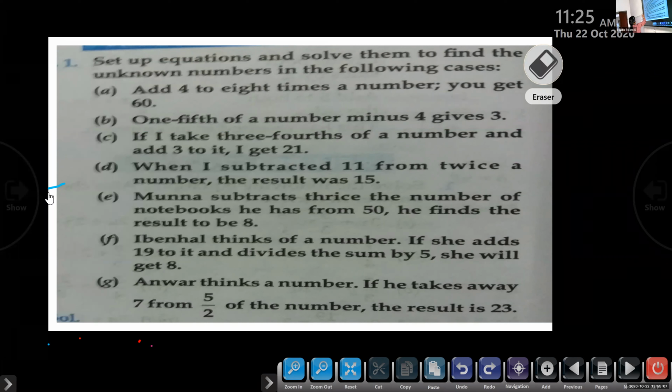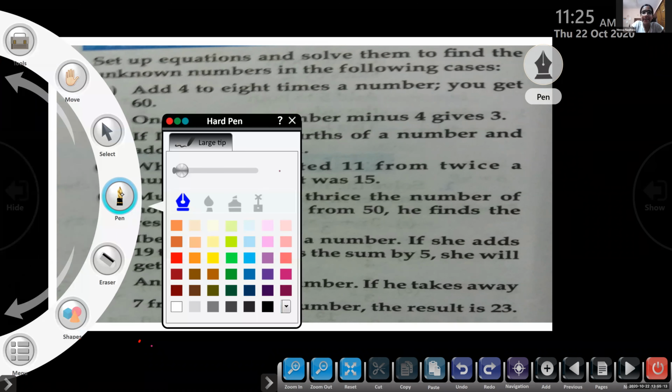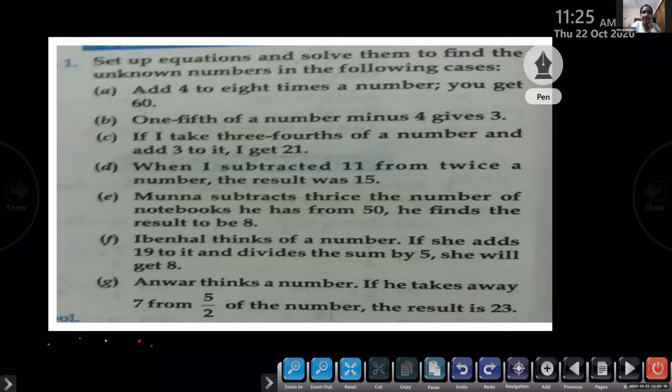Read the next question. Question number C. If I take 3/4 of a number and add 3 to it, I get 21. Wait one minute, I'll tell you the number. Let the number be what? Y is the letter we are going to use. So 3 by 4 y plus 3 is equal to 21.